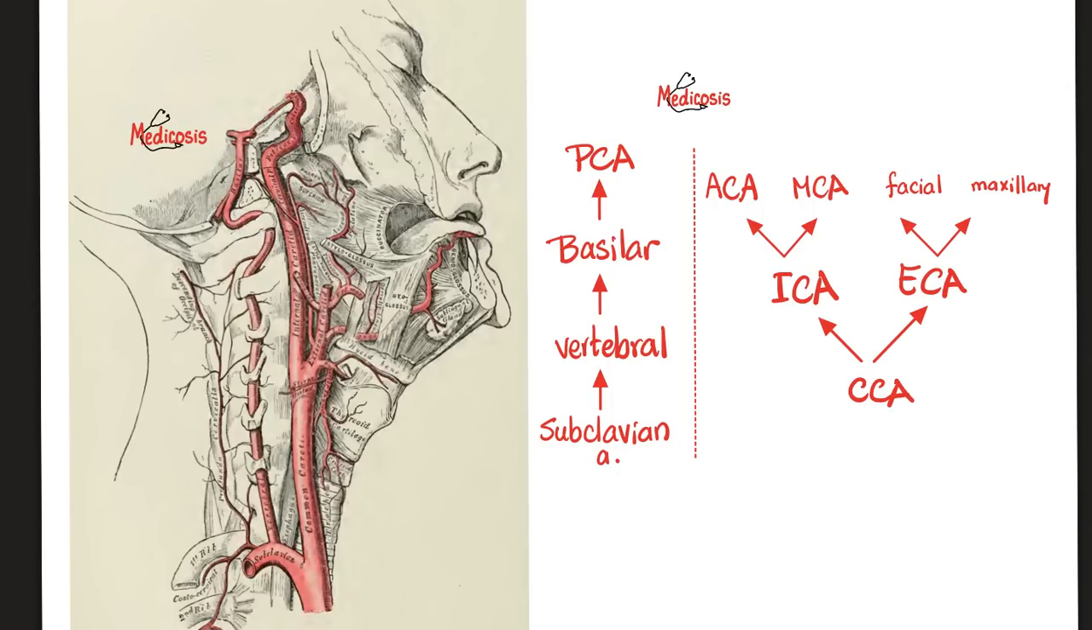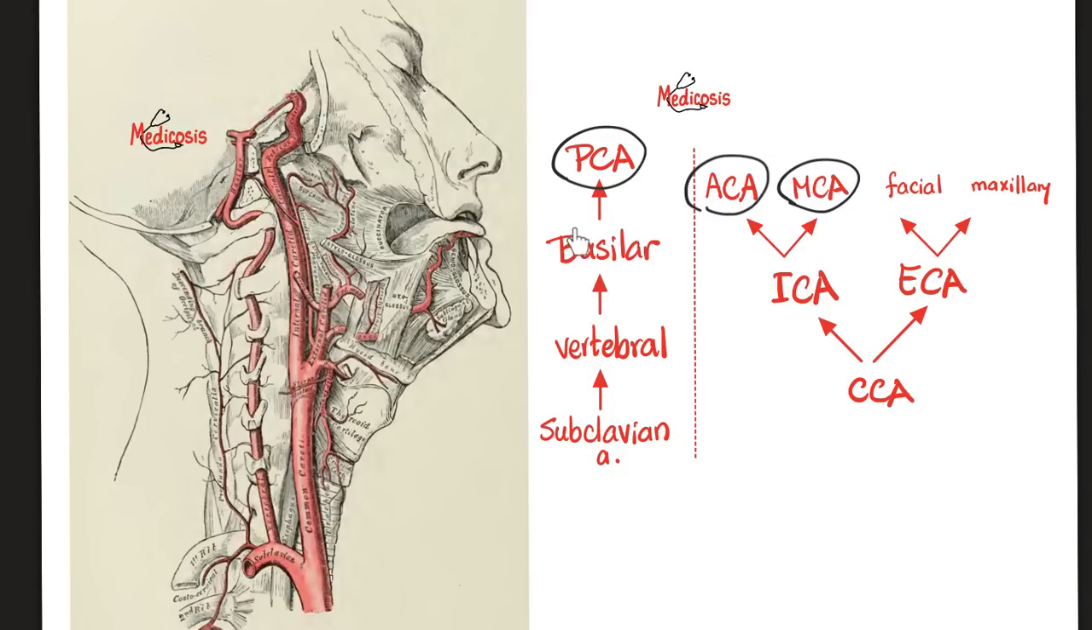2 vertebral arteries join forces to give me this basilar artery. The basilar artery has many branches. The final ones are posterior cerebral arteries. So now we know where the anterior cerebral, middle cerebral, and posterior cerebral came from. ACA and MCA from the internal carotid, PCA from the basilar, which came from the vertebral.